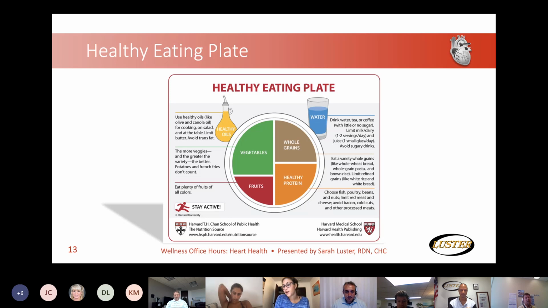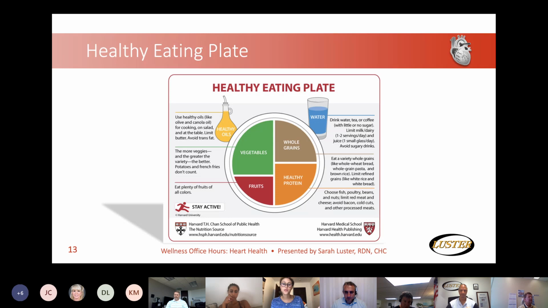Same with fruits, you want to eat variety. Whole grains, what I talked about: whole wheat bread, whole grain pasta, brown rice, and then limiting the white breads, the white rice, the white bread. Healthy protein, so this is fish, poultry, beans, and nuts, limiting red meat and cheese. Bacon, cold cuts, all the deli meats are pretty processed. And then cooking with healthy oils, so olive and canola oil, limiting butter, avoiding trans fat.